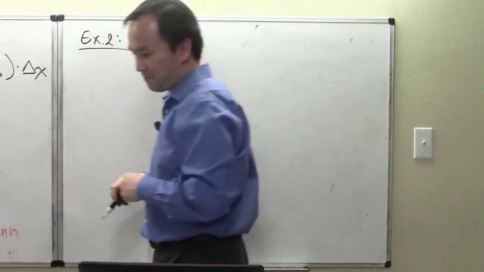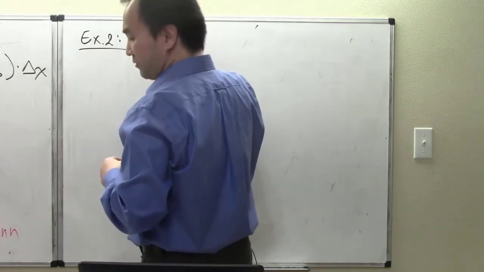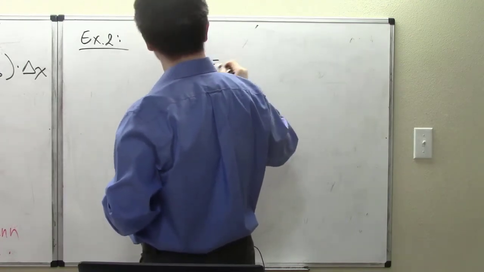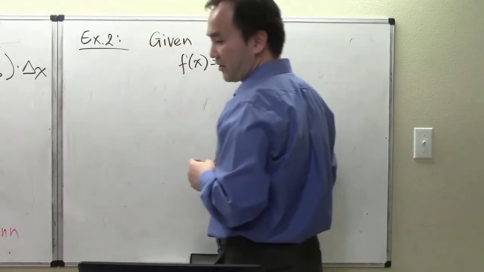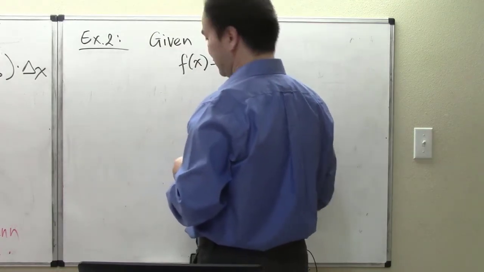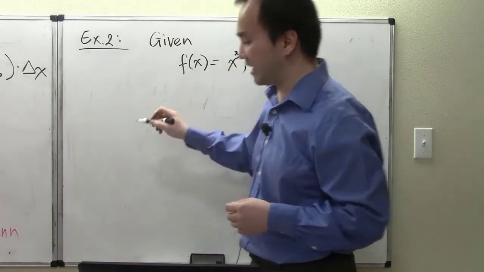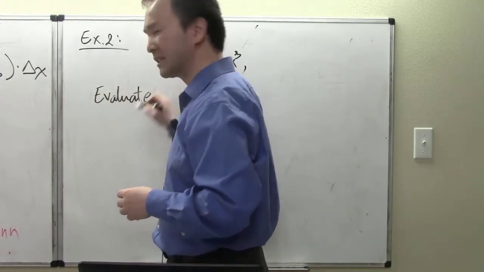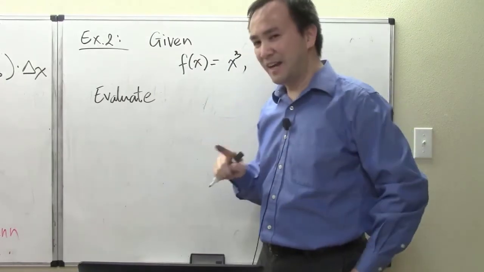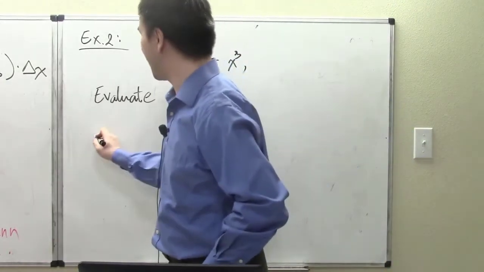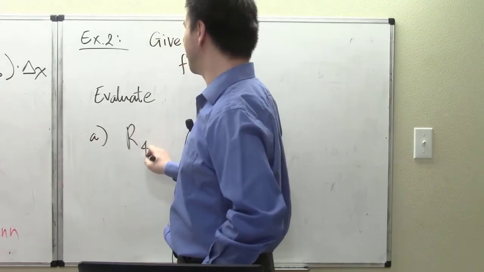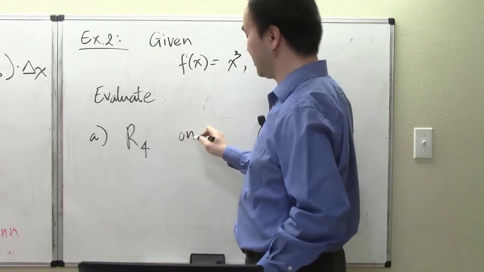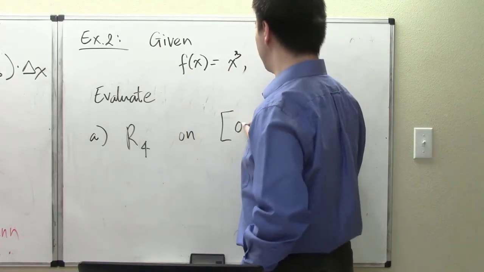All right, so in example 2 right here, we are given a continuous function, how about x cubed? And that's all we have for a function like this. This time, instead of saying approximate, we actually evaluate. Part A: let's evaluate R4 on this interval from 0 to 1.